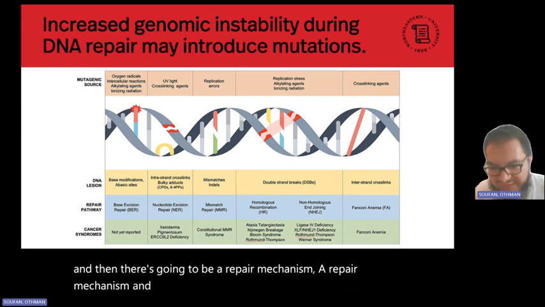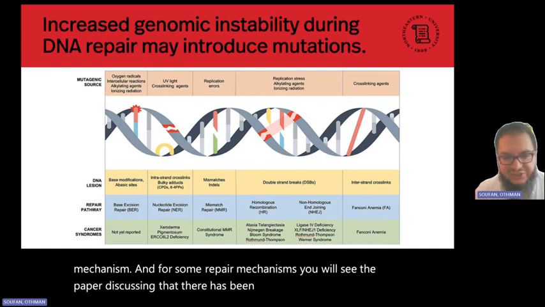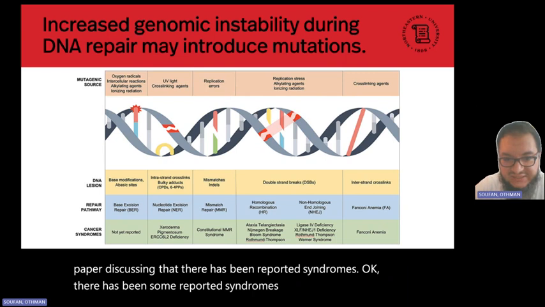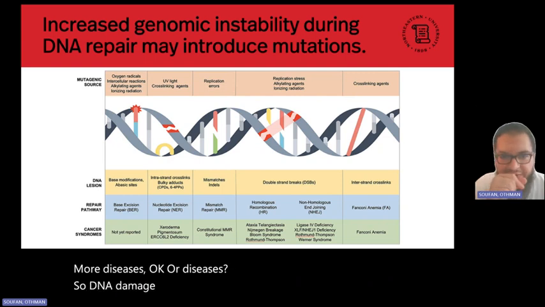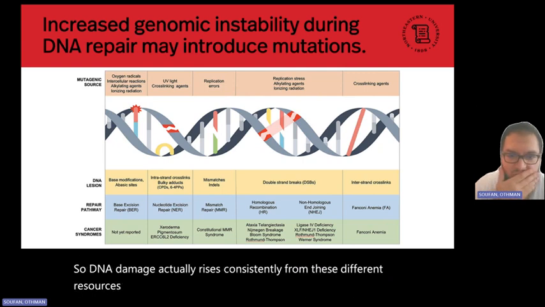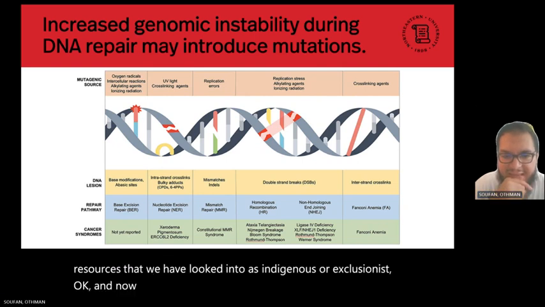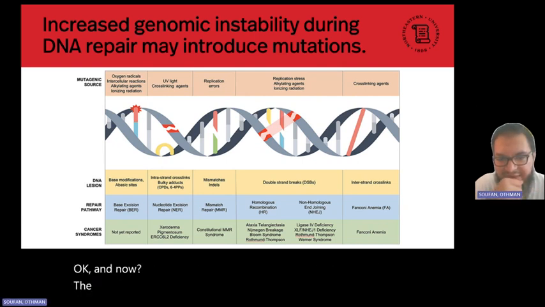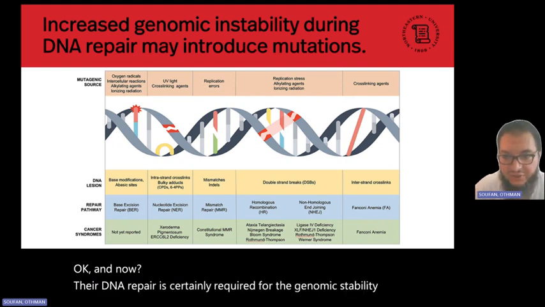and for some repair mechanisms, you will see the paper discussing that there have been reported syndromes or diseases, okay? So DNA damage actually arises consistently from these different sources that we have looked into as indigenous or exogenous, okay? And now, DNA repair is certainly required for the genomic stability that we're looking into.